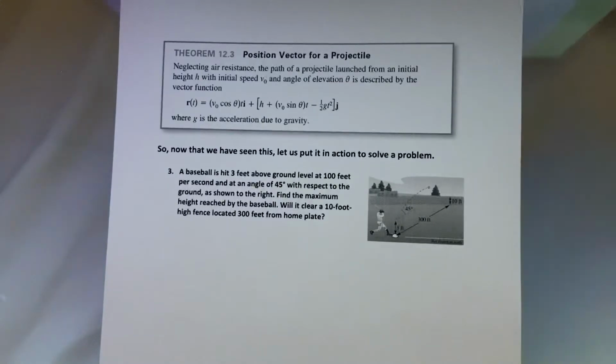So a baseball is hit 3 feet above ground level at 100 feet per second at an angle of 45 degrees with respect to the ground, as shown to the right. Find the maximum height reached by the baseball. Will it clear a 10-foot high fence located 300 feet from home plate?